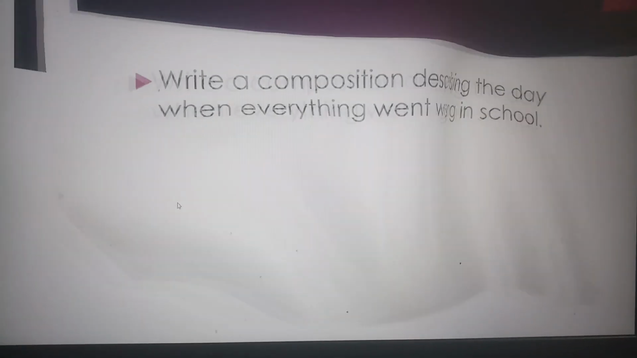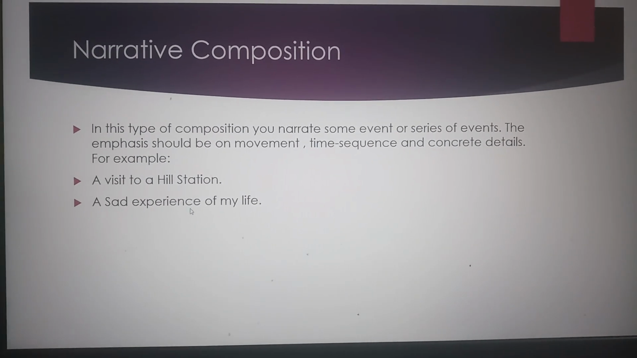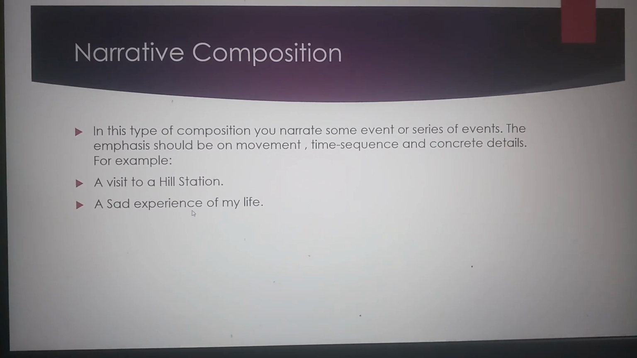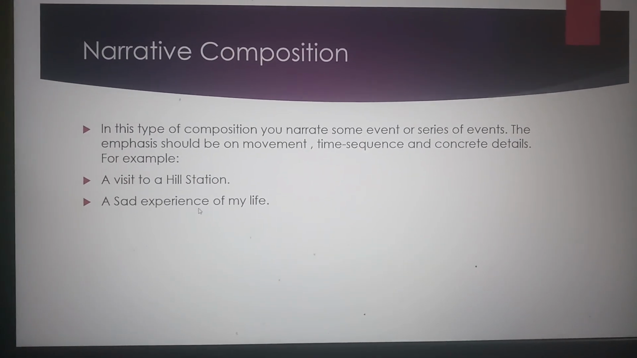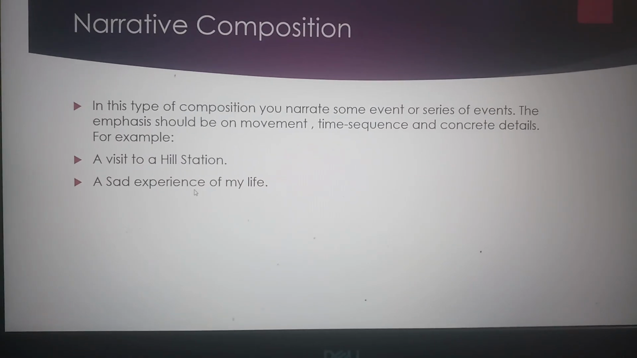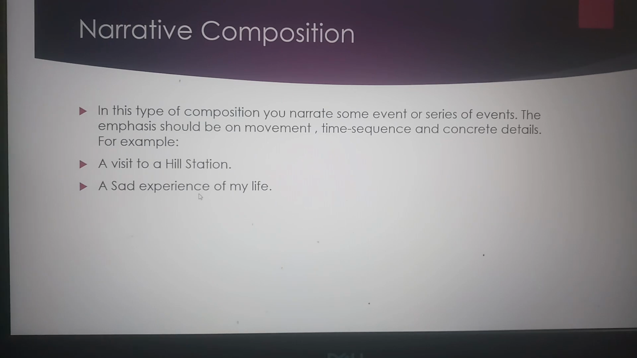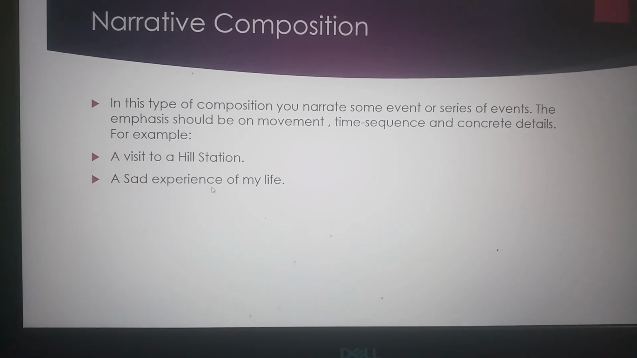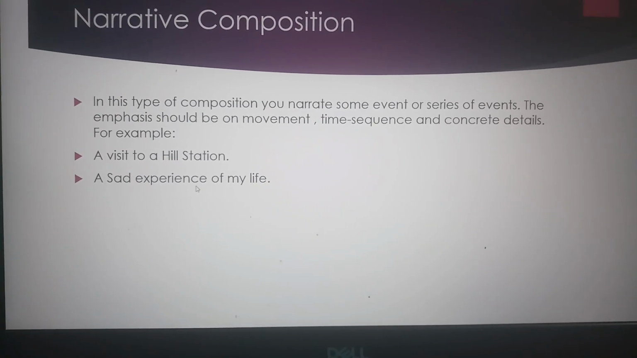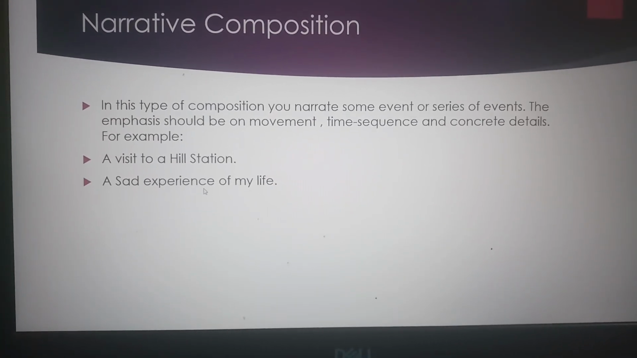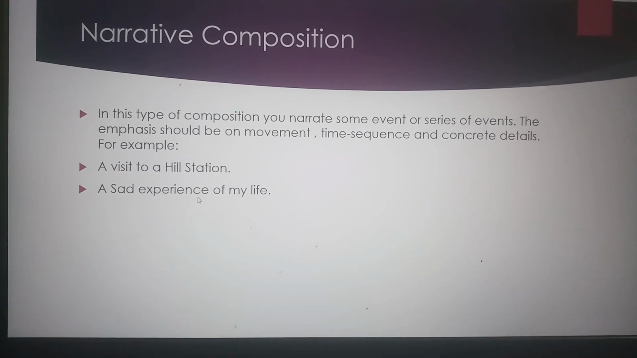Clear, children? Now, narrative, children. In this type of composition, you narrate some event or series of events. The emphasis should be on movement, time sequence, and concrete details. For example, a visit to a hill station, a sad experience of my life. So when you're writing on this particular topic, children, how can you begin? Our school was closed for summer vacation. It was very hot. So my parents decided to go to the hill station, and I too accompanied them.